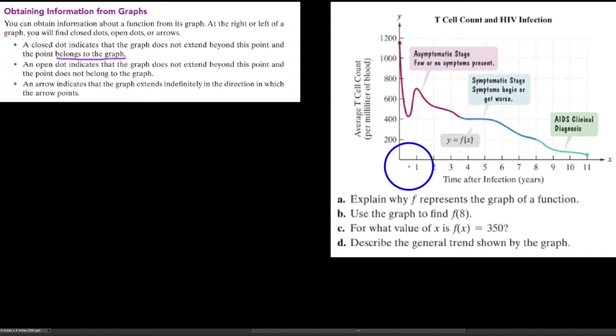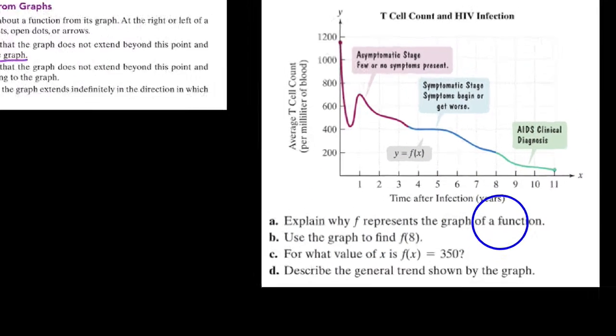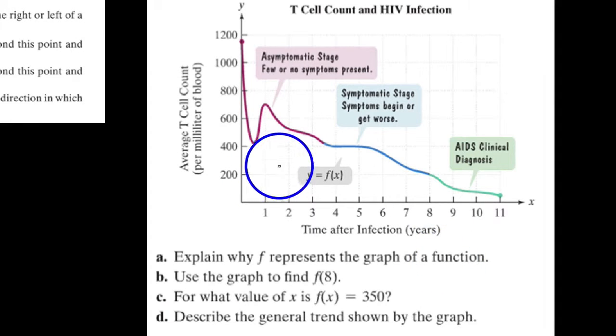So what I want to do with this graph is explain why f represents a graph of a function. And the first thing I would mention here is that it is, I'm going to take the cheap way out here, 1 to 1. We could also say it passes the vertical line test, but for every unit of time, there's only one output or one data point for the average T cell count in the blood, okay? So we'd say this is a function because it's 1 to 1.